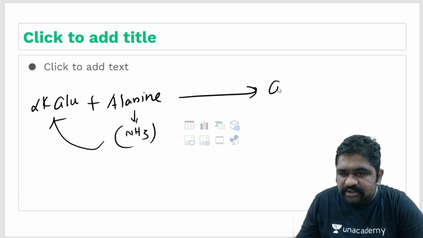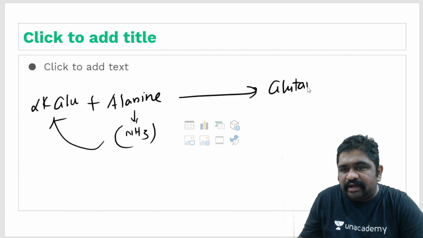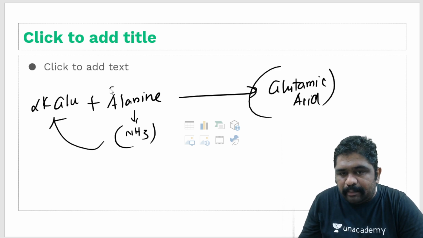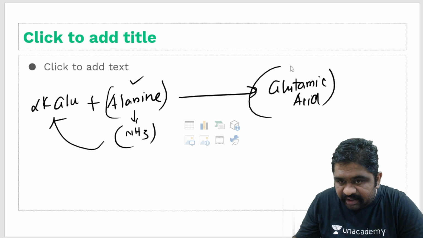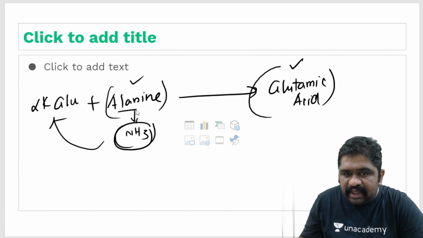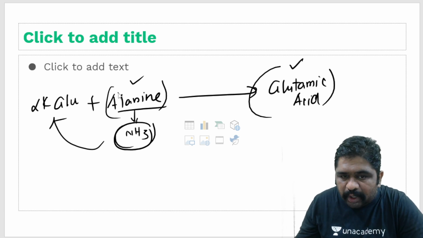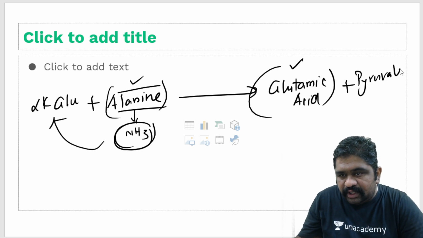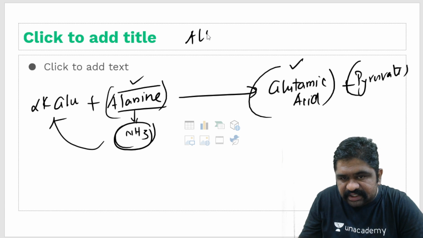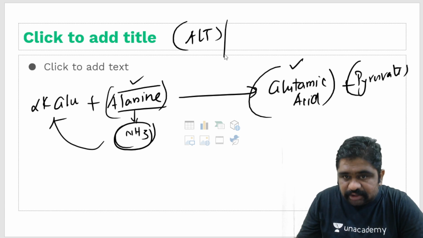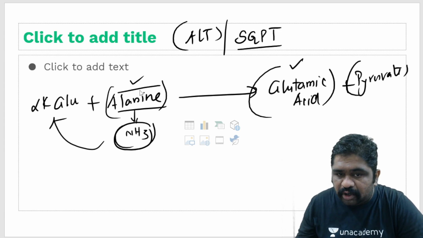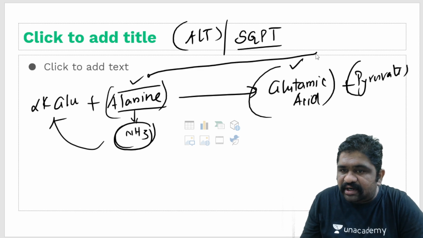When they both come together, if alanine loses the amino group and the amino group goes to glutaric acid, it becomes glutamic acid. That glutamic acid is an amino acid with the amino group coming from alanine. I have generated an amino acid with the amino group from the alanine. And what happens to alanine after losing the amino group? It becomes pyruvate. So it is actually an alanine transaminase reaction, but this is also referred to as serum glutamate pyruvate transaminase. Why? Because the amino group from alanine was able to generate pyruvate.